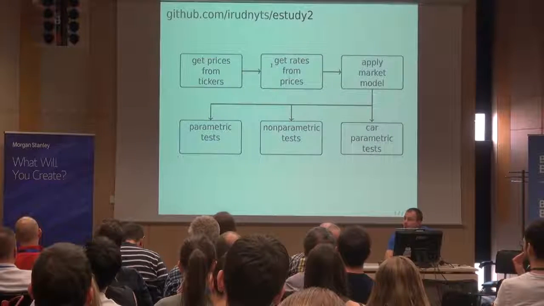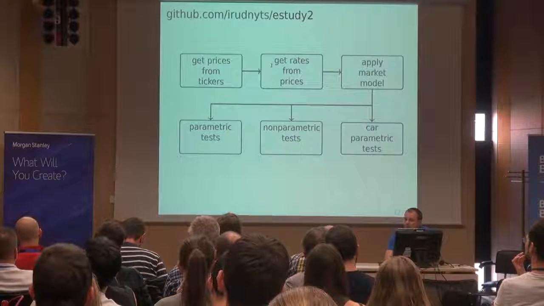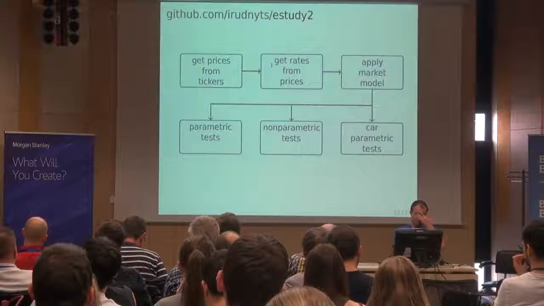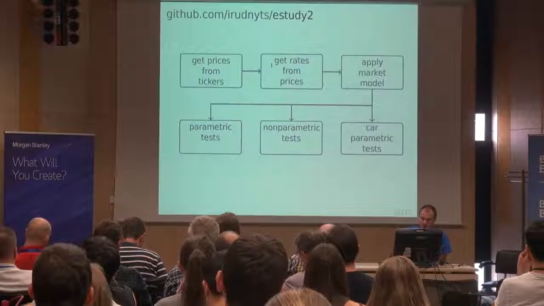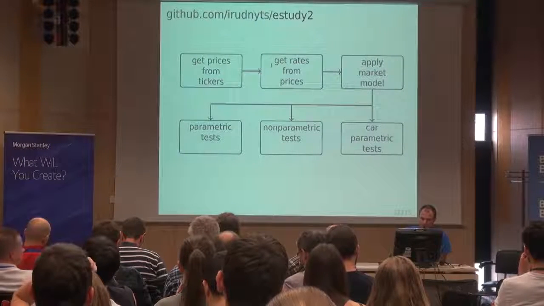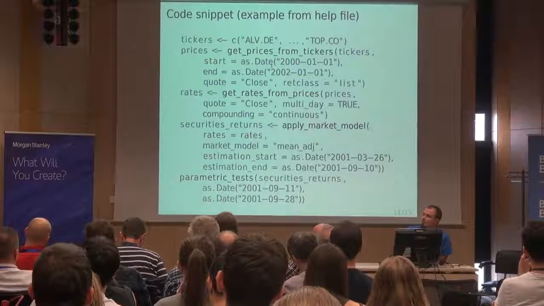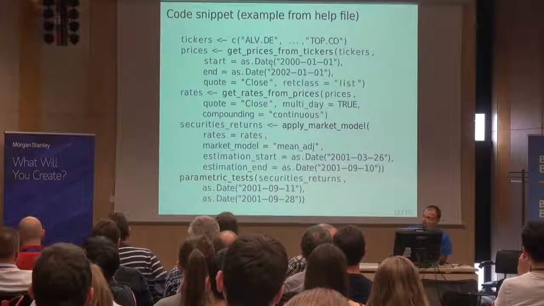We wanted to make it as simple as possible, so we basically developed 3 functions which should be run in a row, and you can guess from the names what they are doing. So get prices from tickers, get returns from prices, apply market model, etc. And then our code is basically only 5 lines, literally 5 lines, which is very nice. I mean, you see the big bunch here.